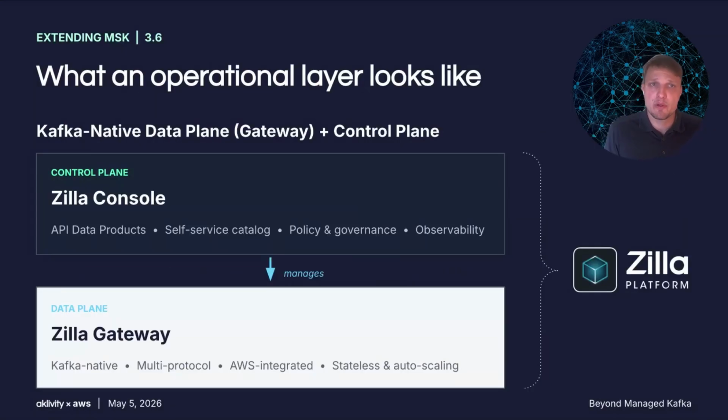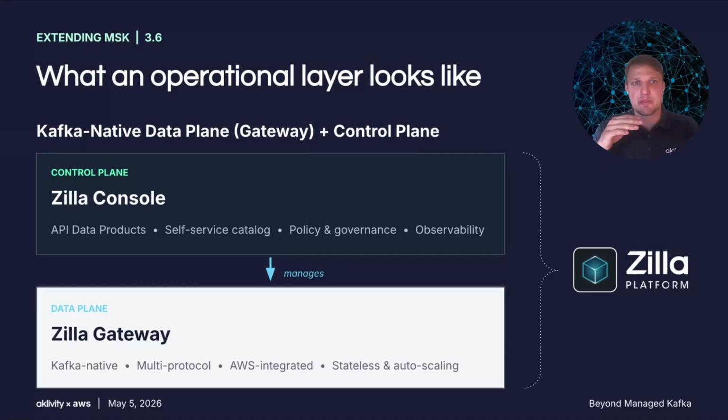So Zilla Platform is an example of an operational layer for Kafka that we provide at Aklivity. The control plane, i.e. the console, on top is where governance lives. So this is where things like API data products are found. There's a self-service catalog. There's policy enforcement. There's observability across deployments. Underneath is a data plane, which takes the form of a Zilla gateway.